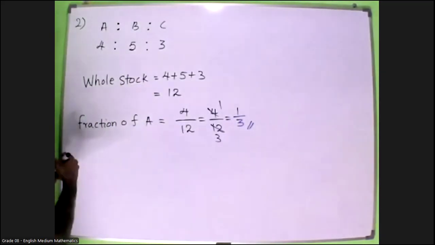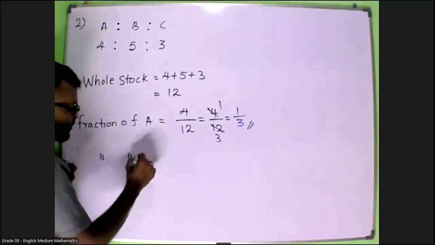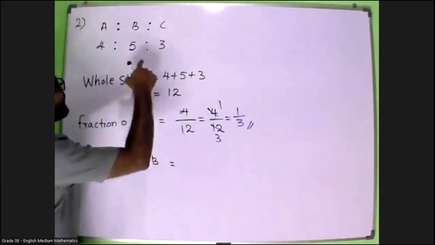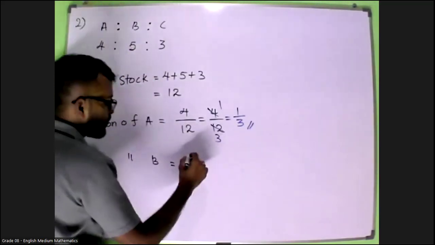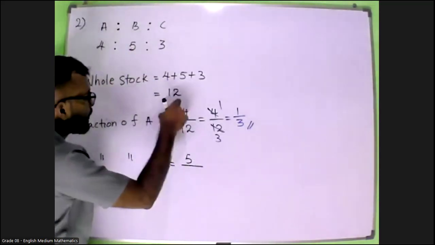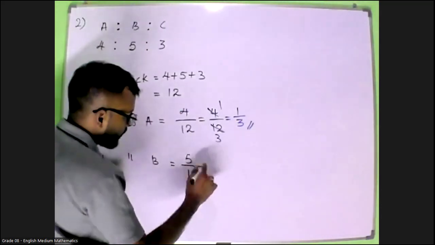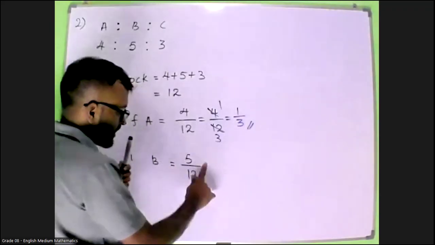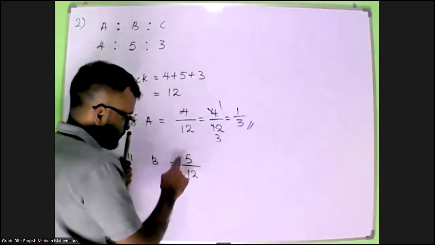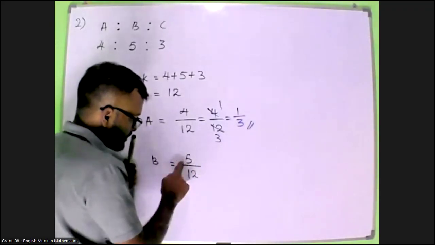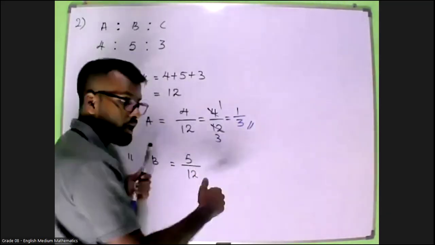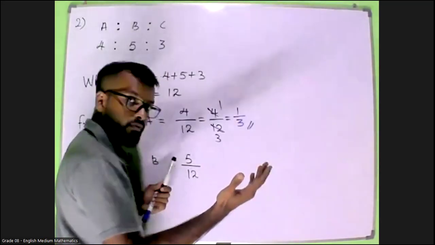And same as that, fraction of B. What is the fraction of B? Part of B, 5. Whole part, 12. Equal mark. So this cannot be further simplified. This cannot be further simplified, because 5 and 12 there are no common factors, right?